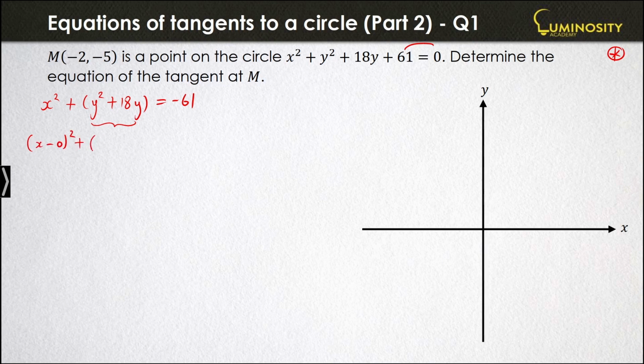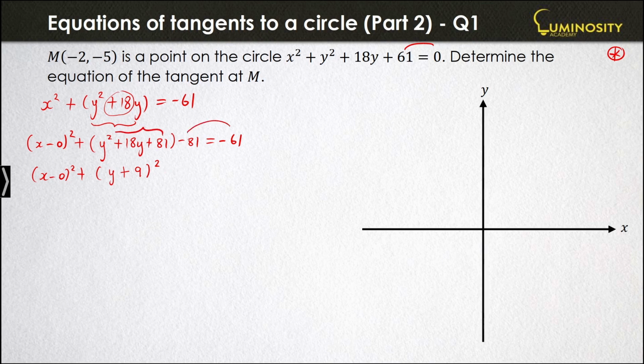Okay, so how do I complete the square here? Half of positive 18 is positive 9. And then if you square 9, it is 81. So I need to add 81 and then immediately subtract 81 to balance the equation on the left. That equals -61 on the right. So I have (x minus 0) all squared plus, this will factorize nicely into (y plus 9) all squared, right? Because we had y squared plus 18y plus 81 in this trinomial.